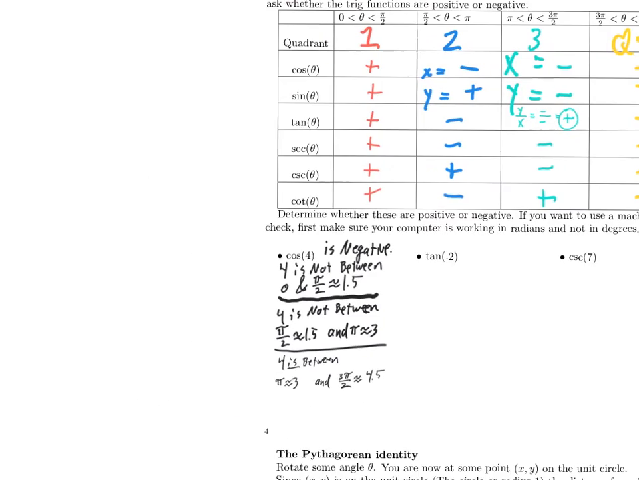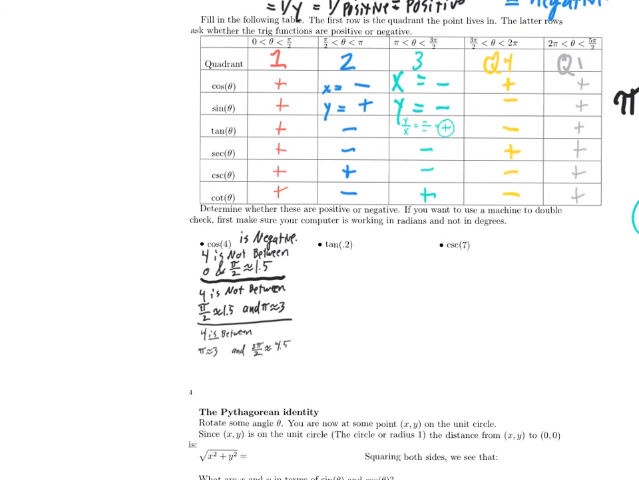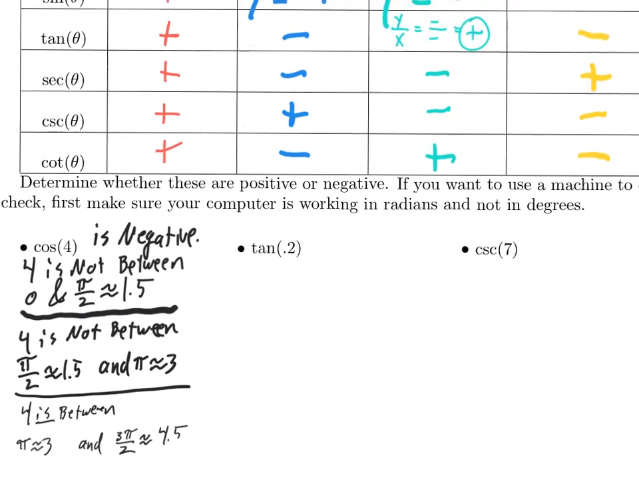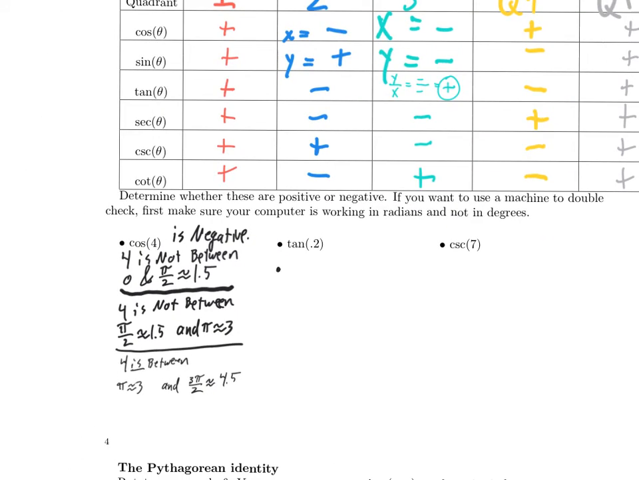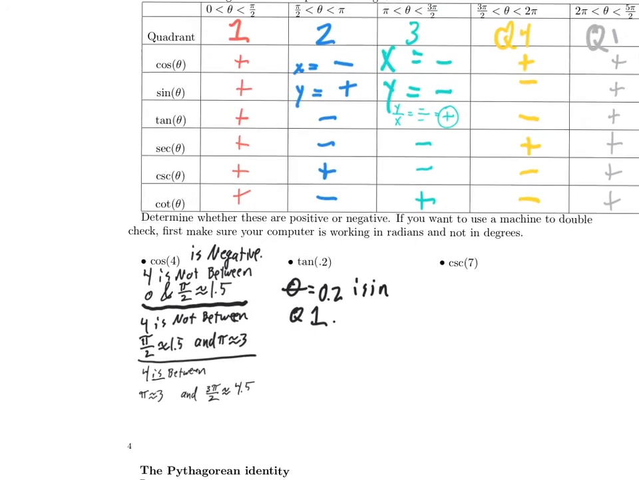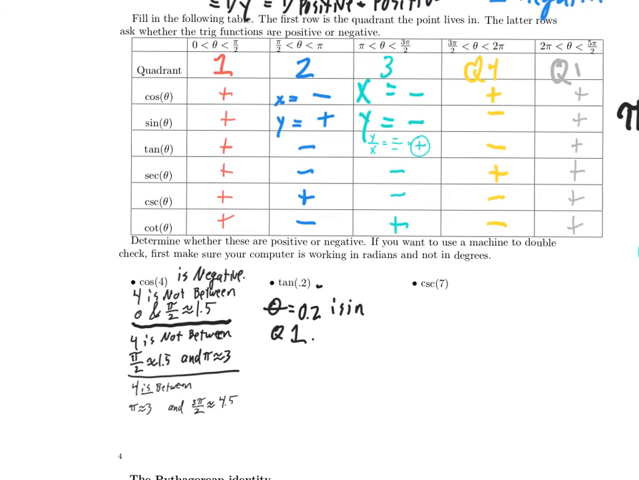Let's play that same game again, but maybe we'll play it by just saying words instead of writing them. Tangent of 0.2. So tell me, is 0.2 between 0 and 1.5? Yeah, sure is. So an angle of 0.2 is in quadrant 1. In quadrant 1, tangent is positive.